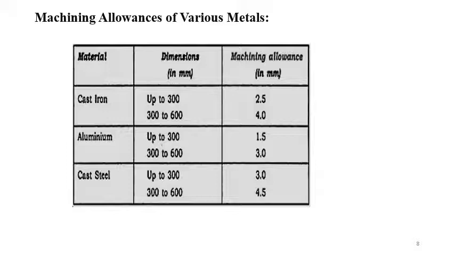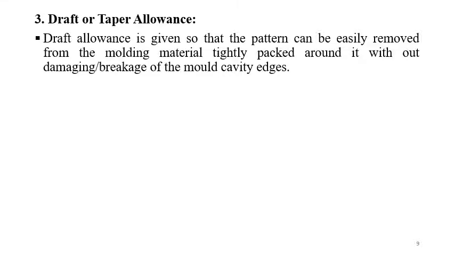These are the standard values for machining allowance provided on the pattern. Depending on the material, the pattern allowances change. Next, drop and taper allowances. Drop or taper allowance is given so that the pattern can be easily removed from the cavity in the tightly packed sand around it, without breakage or damage of the mold cavity edges. For easy removal, drop allowance is provided on the pattern.